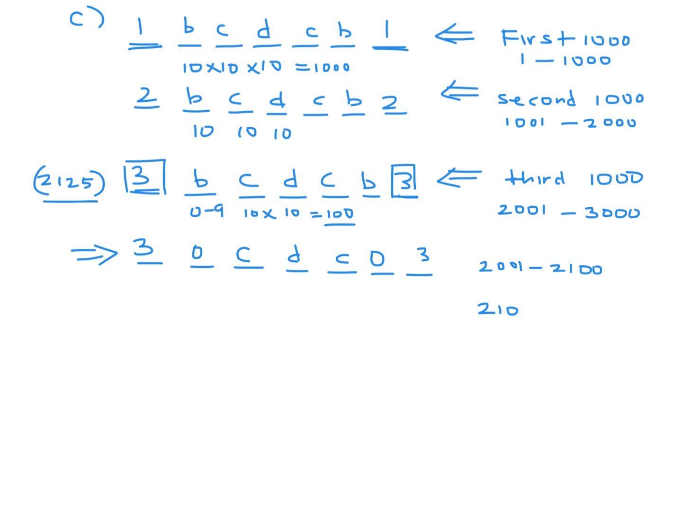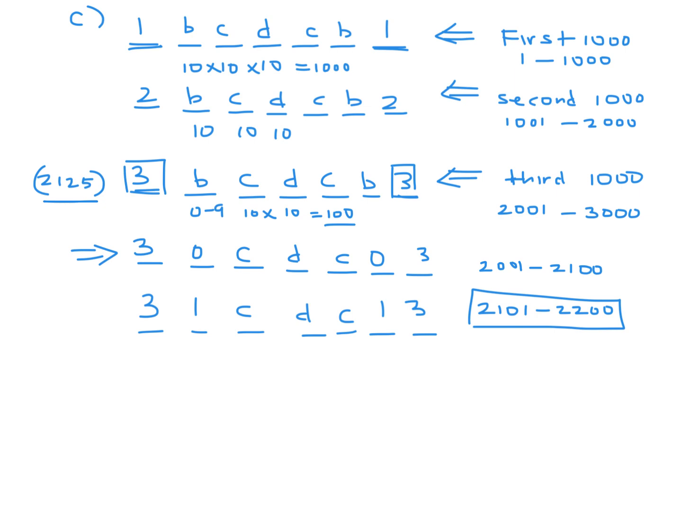So from 2101 to 2200, that's going to be the next B, which is 1. Okay. I got it. So this is the range in which the 2125 lies. I've gotten the fact that the first is going to be 3 and the second is going to be a 1.